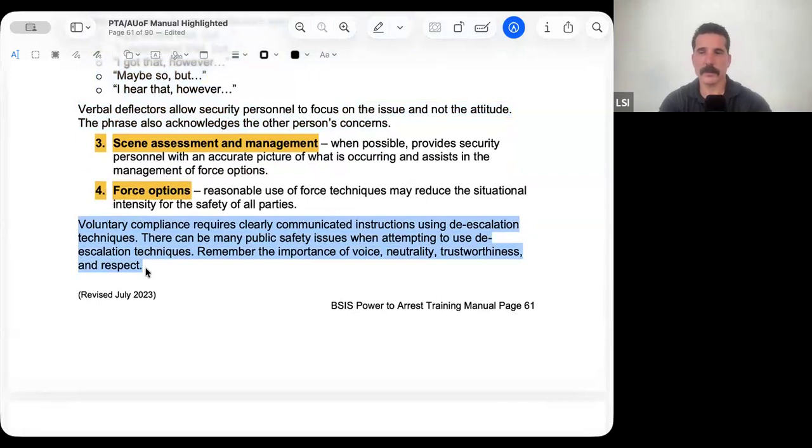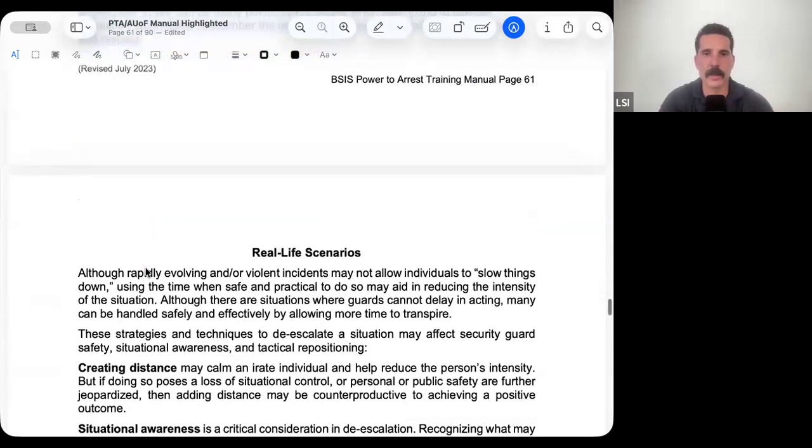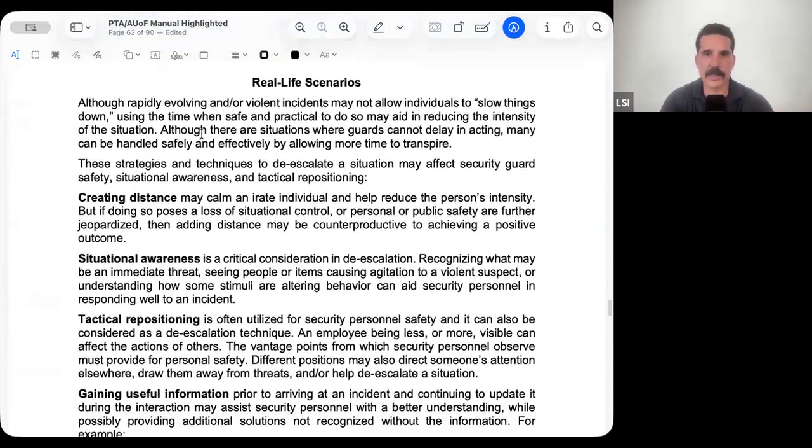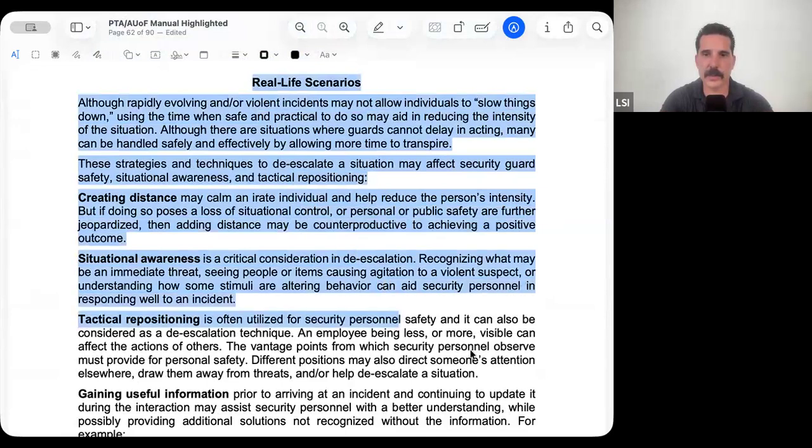Voluntary compliance requires clearly communicated instructions using de-escalation techniques. There can be many public safety issues when attempting to use de-escalation techniques. Remember the importance of voice, neutrality, trustworthiness, and respect. All right. Next page, page 62, real life scenarios. It continues. Real life scenarios.